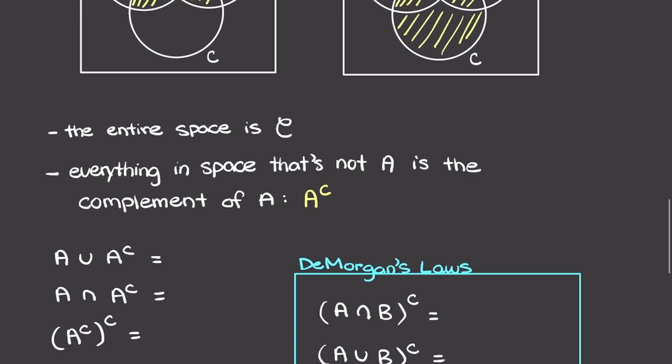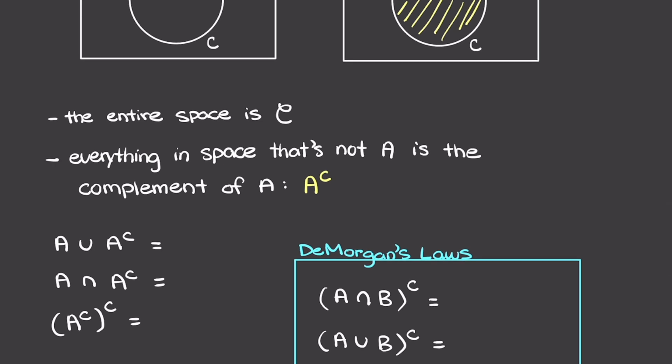So this means that if we were to put together A unioned with A complement, so we have everything that's in set A, and we're also adding to that everything that's not in A, then of course all we're left with is the entire space. Similarly, if we look at A intersect with A complement, well, if A complement is everything that's not A, then there is nothing between those two that is common. So that means the intersection here is the null set.